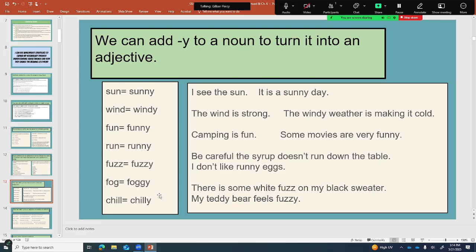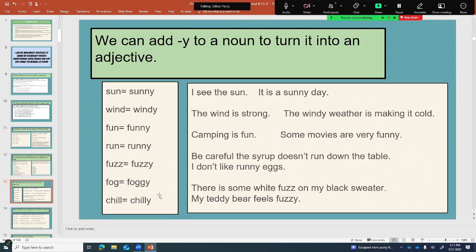So I wanted to show you how it sounds different. Like I see the sun, it's a noun. It is a sunny day. There it's an adjective. The wind is strong. The windy weather is making it cold. Camping is fun. Some movies are very funny.